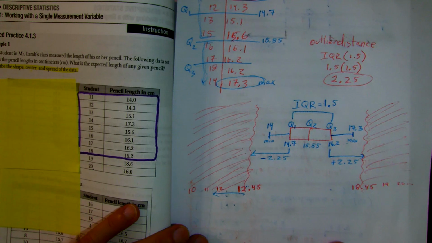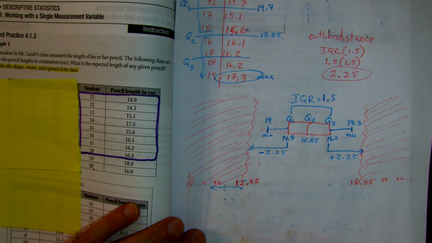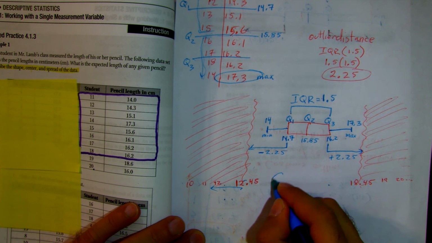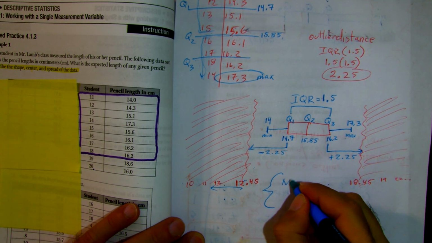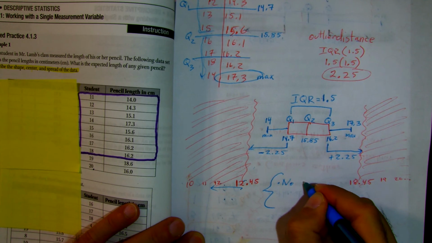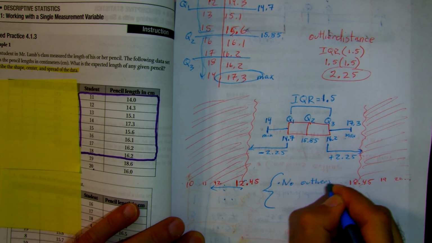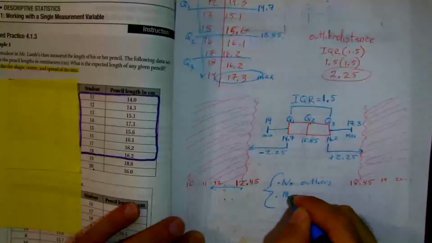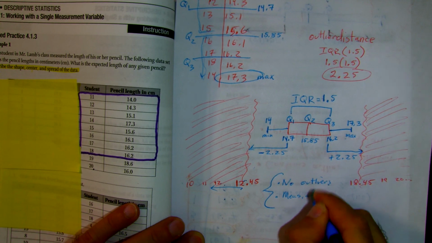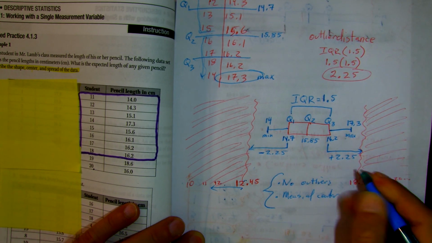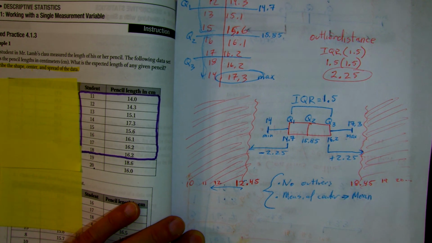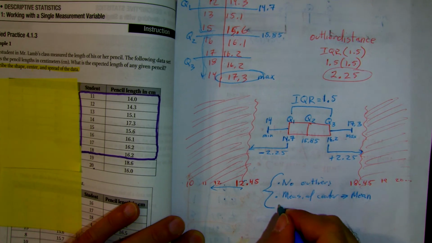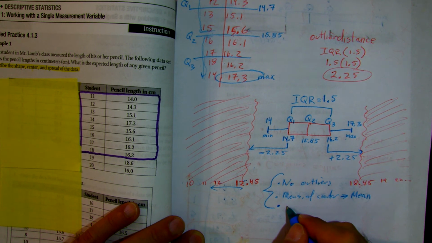We're going to draw the conclusions now. No outliers. Measure of center: when there's no outliers, we're going to say it's the mean. And because there's no outliers, we can also say it has low variation.